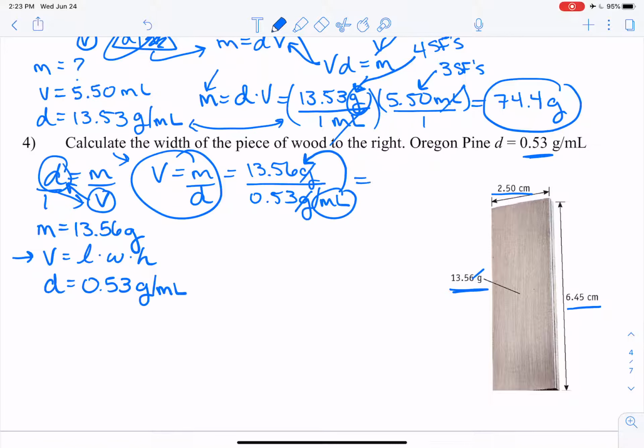So there's a lot of parts to this question. 13.56, that has how many sig figs? That's got 4 sig figs. And 0.53, how many? 2 sig figs. And we're doing division here, so we follow the multiplication and division rules for sig figs. So our answer should have how many sig figs? Our answer should have 2 sig figs.